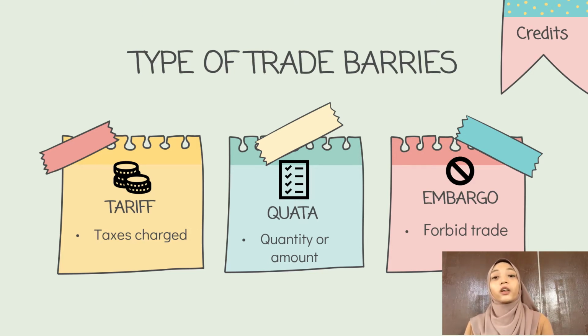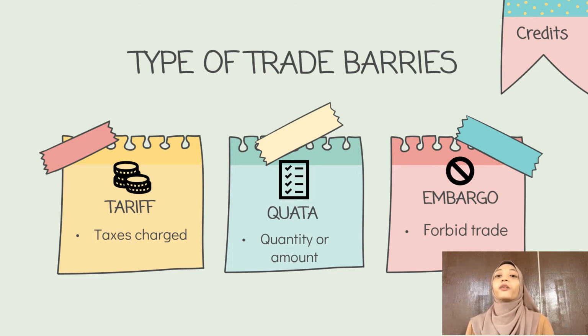The second one is a quota. Quota is a government imposed trade restriction that limits the number or monetary value of goods that a country can import or export during a period of time. Quota often refers to protection policy. They are concerned about the quality or safety of products arriving from another country.